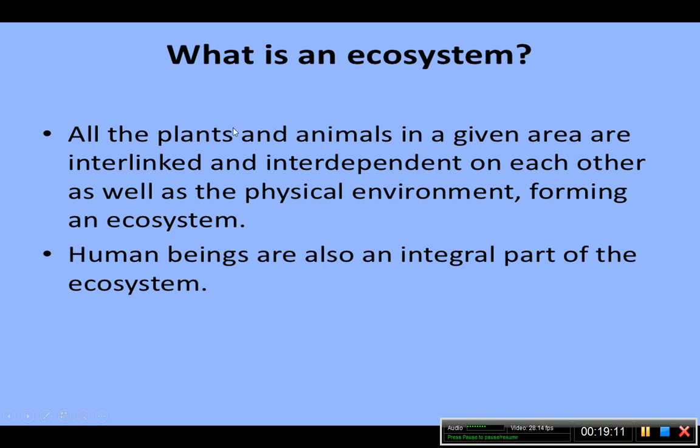Plants need something from the animals, as animals provide animal dung that is converted into humus. So that humus is helpful for the good growth of vegetation. Animals, including human beings, provide the carbon dioxide, which is very much required for the plants, and plants provide a number of things for the animals. So both are interdependent.